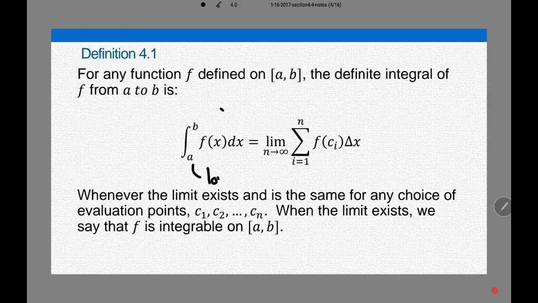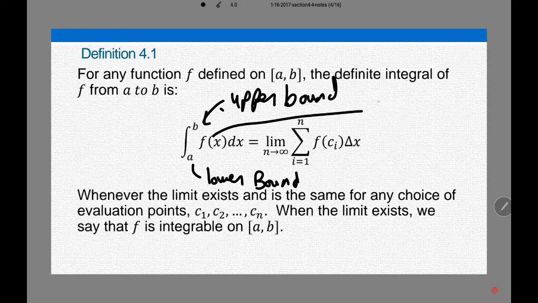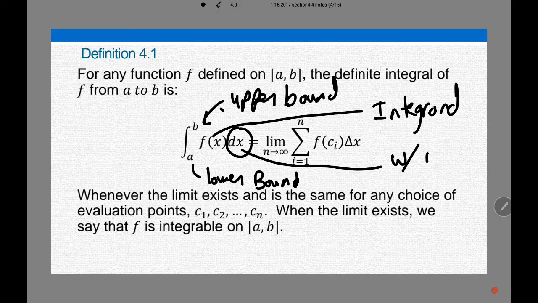Here's our lower bound, and our upper bound is our b. And this is the integrand. And this dx means what we're doing with respect to x.